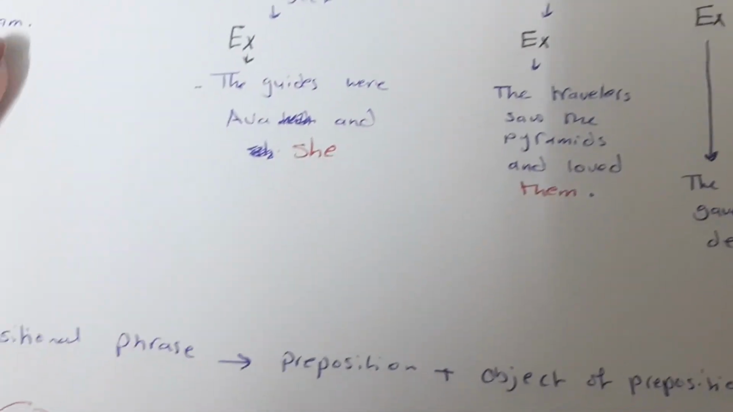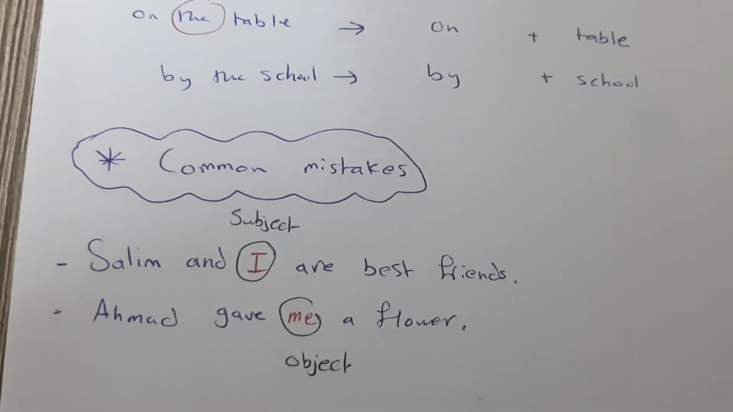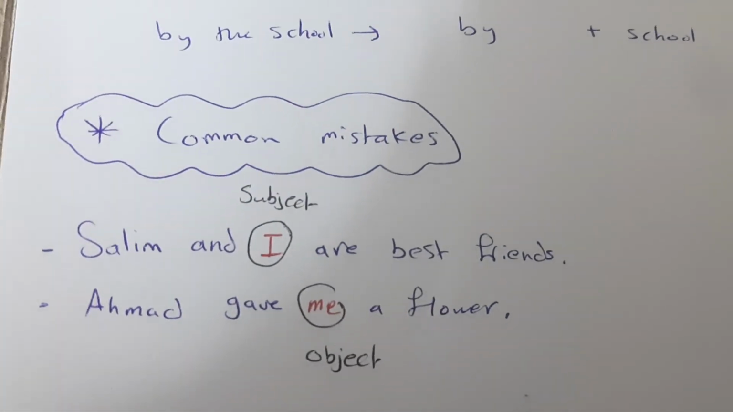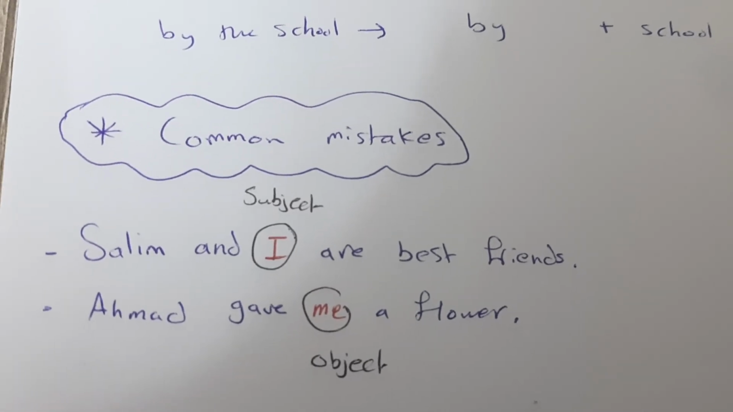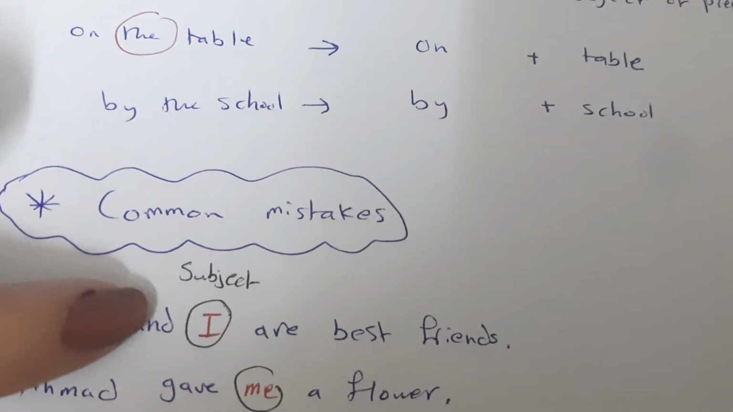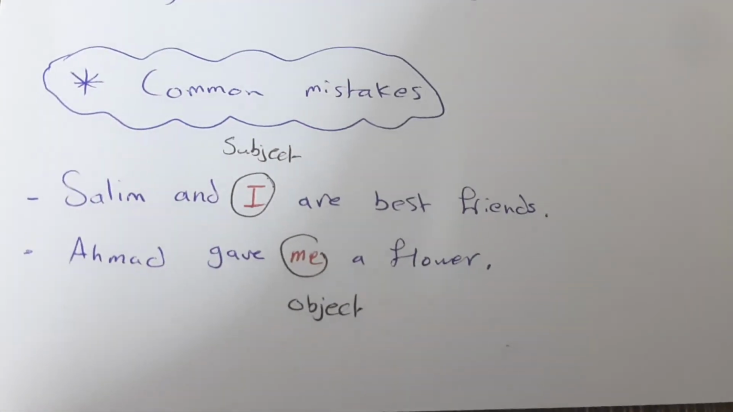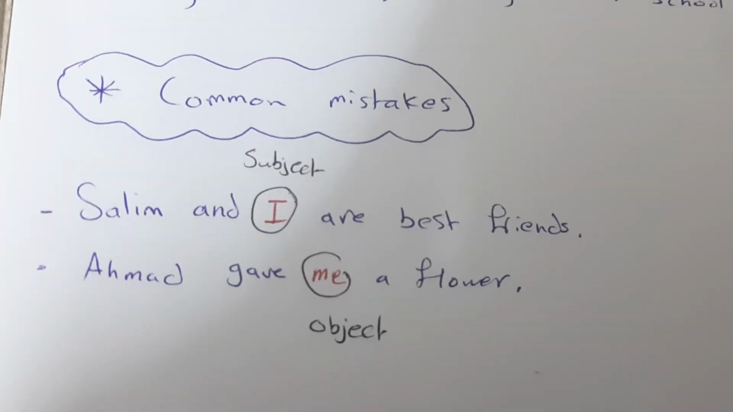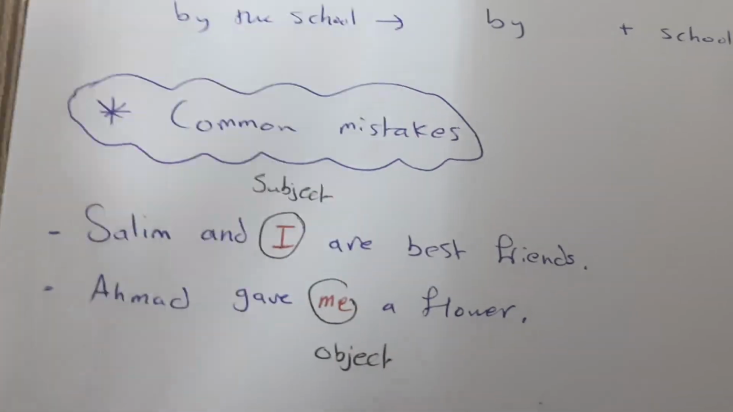Now, there are some common mistakes that you need to avoid. It's when you use I or me. Students are normally confused when to use I and when to use me. When you say, for example, Salim and I are best friends, why did I use the I? Because, put your finger here: I am a best friend. So it's a subject. That's why it's a subject pronoun. When you say, Ahmed gave me a flower, why me? Why not I? Give I? Because it's an object. It answers the question what.